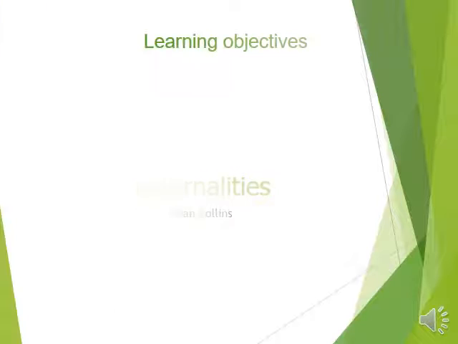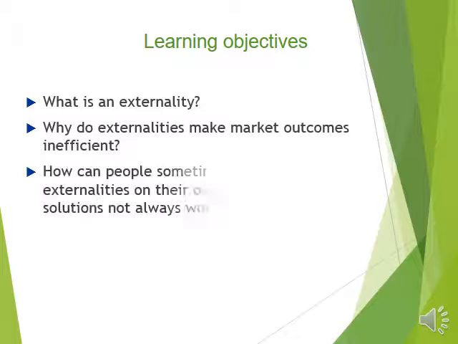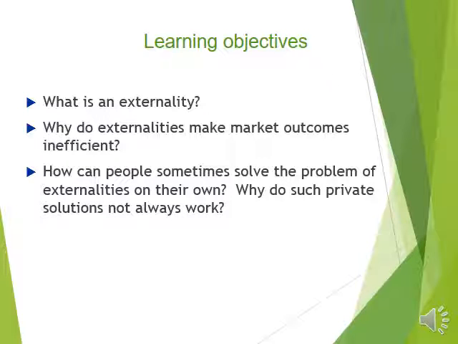Now, in the last lecture, we talked about what is an externality. We also talked about how externalities lead to market failures. That's basically when a market doesn't lead to the most socially optimal solution. And we also talked about how people can solve the problems of externalities on their own, and we used the example of someone's barking dog.